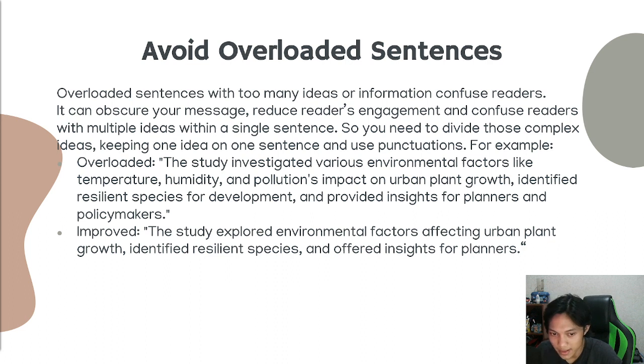This shorter one is easier to understand than this overloaded one, because it only says the study explored environmental factors, while the other one reads off temperature, humidity, and pollution's impact. That's too much. You can just say environmental factors. It shortens it and makes it easier. It doesn't have to be specified unless your research is about specifying it. Yeah, it just makes it easier.